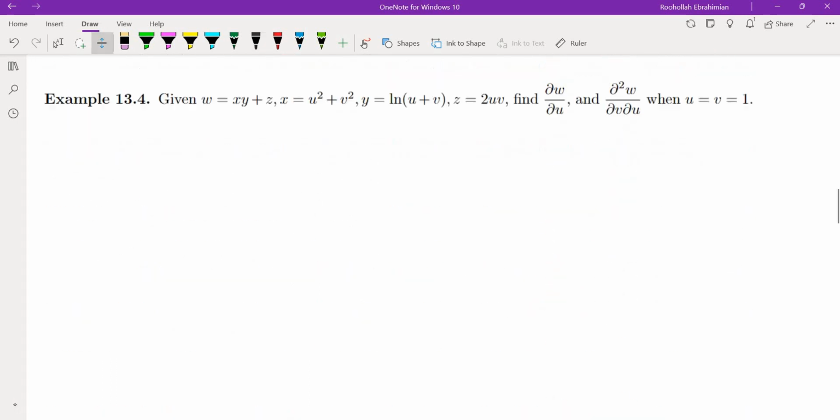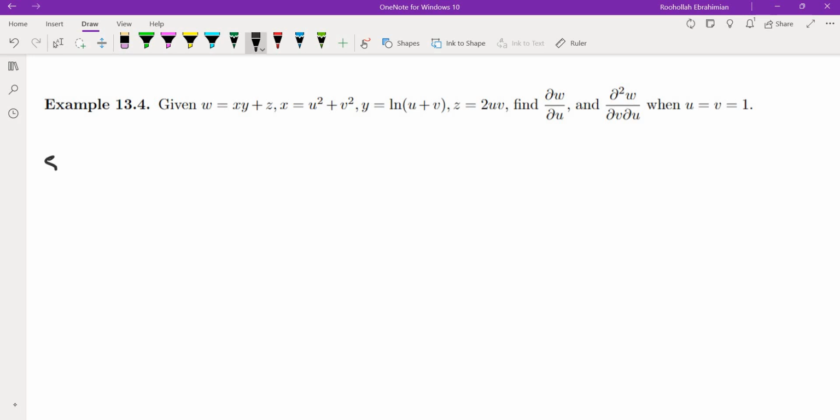Okay, so let's do something a bit more complicated. Given w is xy plus z, x is u squared plus v squared, and y is natural log of u plus v, and z is 2uv, we want to find the partial of w with respect to u and the second partial of w with respect to v and u.